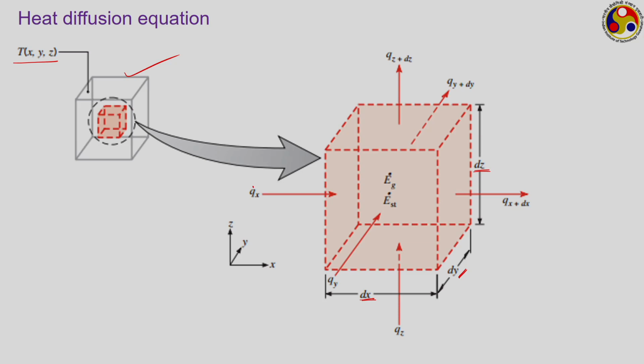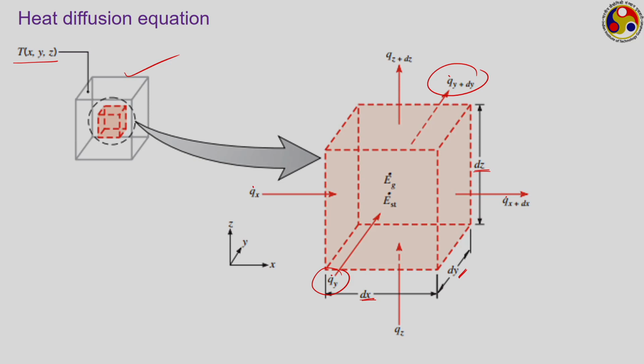Just the opposite face of that block, through which this q dot x plus dx heat flux is going out. Similarly, through the plane aligned with the x z direction, there is q dot y heat flux entering through this side and q dot y plus dy leaving the block from that side.